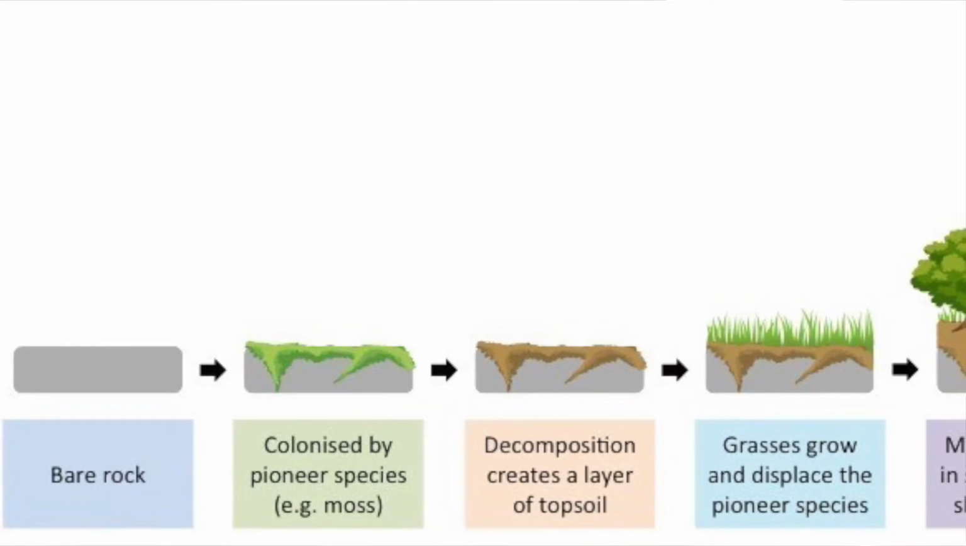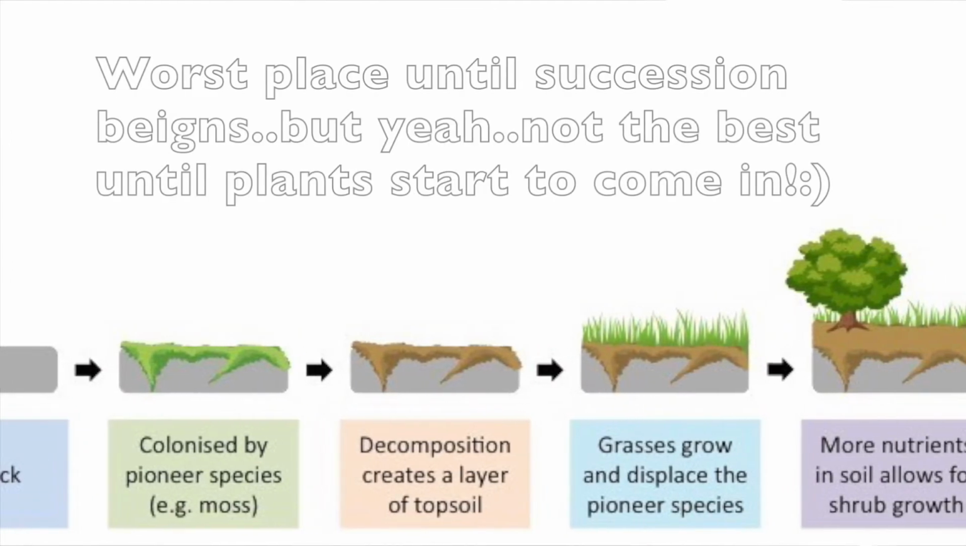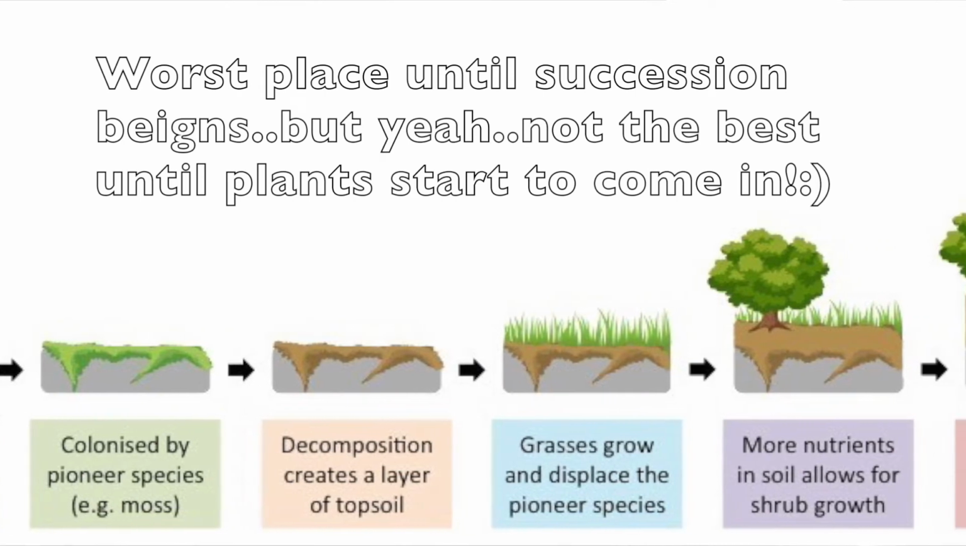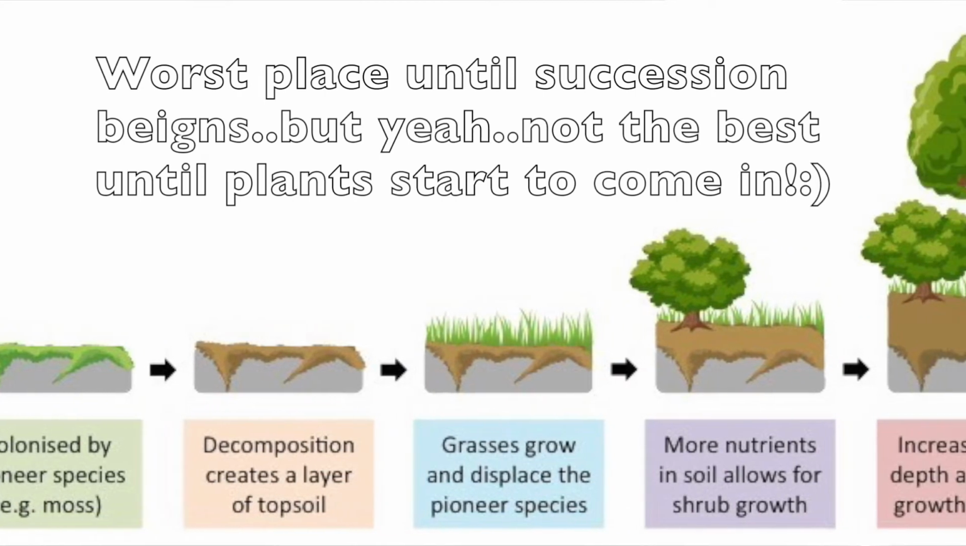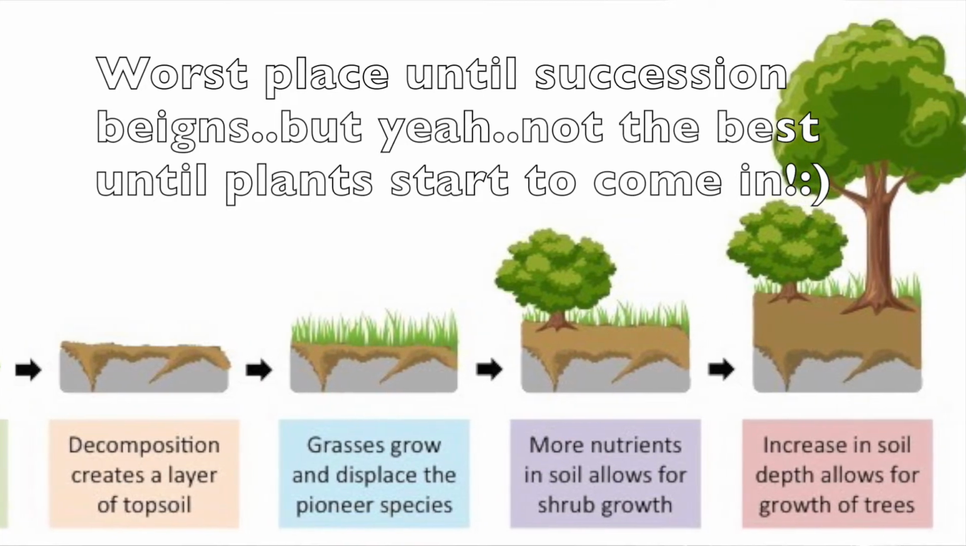So the biggest difference between secondary and primary succession is that primary succession starts with no soil, it's just rocks, nothing's there. It's super lame, it is like the worst place to be because there are no animals and no plants, it's just literally a rock, and that's just lame. And yeah, that's about it.